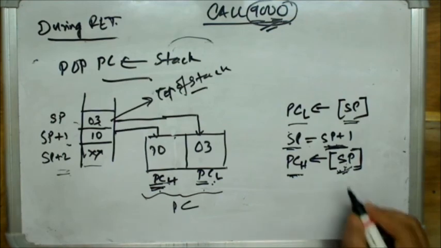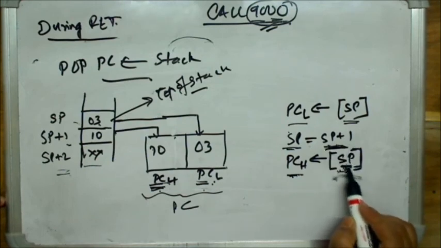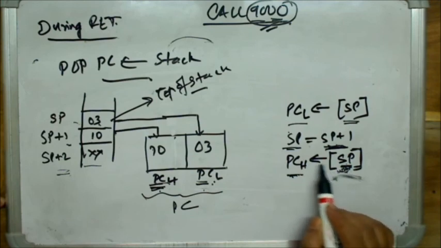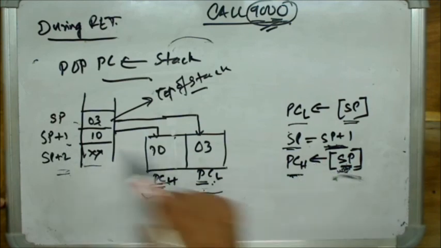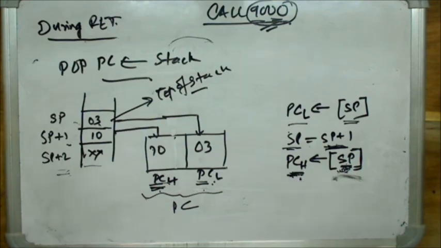Again I am telling, this SP is nothing but SP plus 1. SP plus 1 is indicating a new address. So this new address is pointed by SP. The data that is stored at the new address, that is SP plus 1, that is 10, gets stored in the program counter high. I hope this is understood.